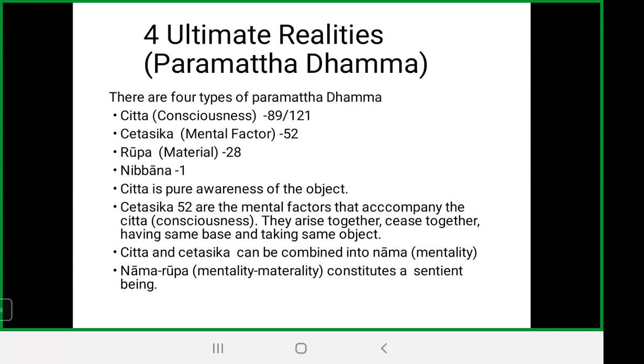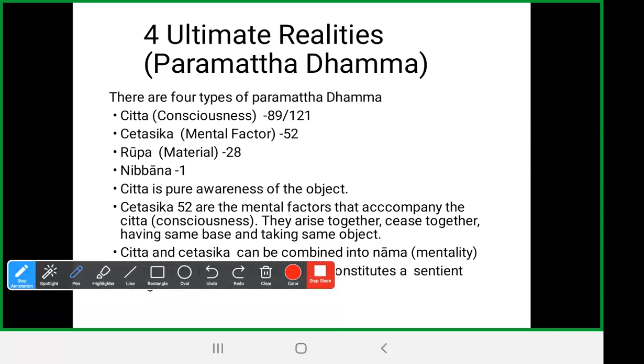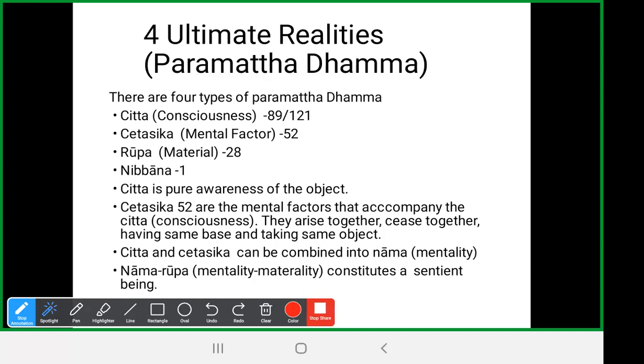This means that whenever the chitta arises, it will arise together with the chittasika. These two arise together. So these 4 are the characteristics of chitta and chittasika: they arise together, they cease together, they have the same base, and they take the same object. This is one of the important parts about the relationship between chitta and chittasika. Especially when you learn Abhidhamma, you really have to remember these 4 points well.